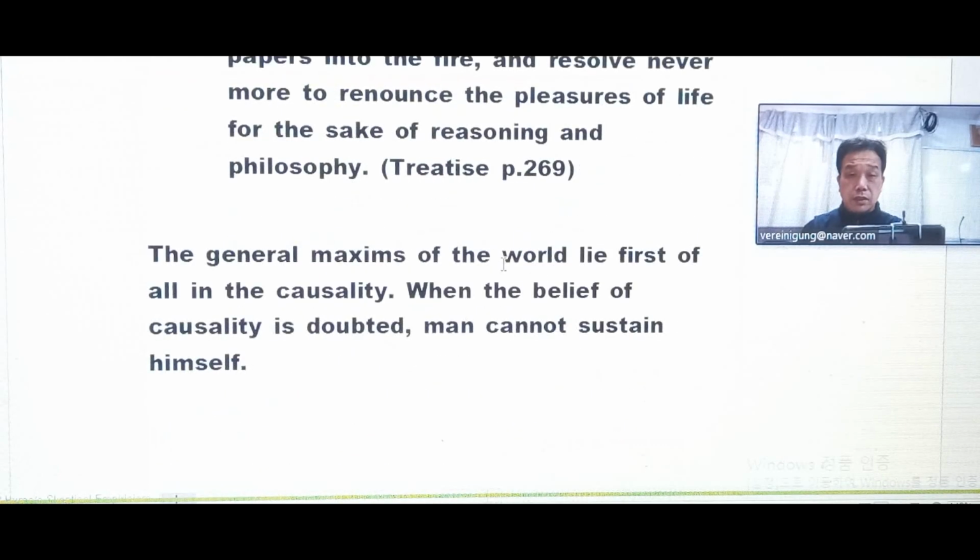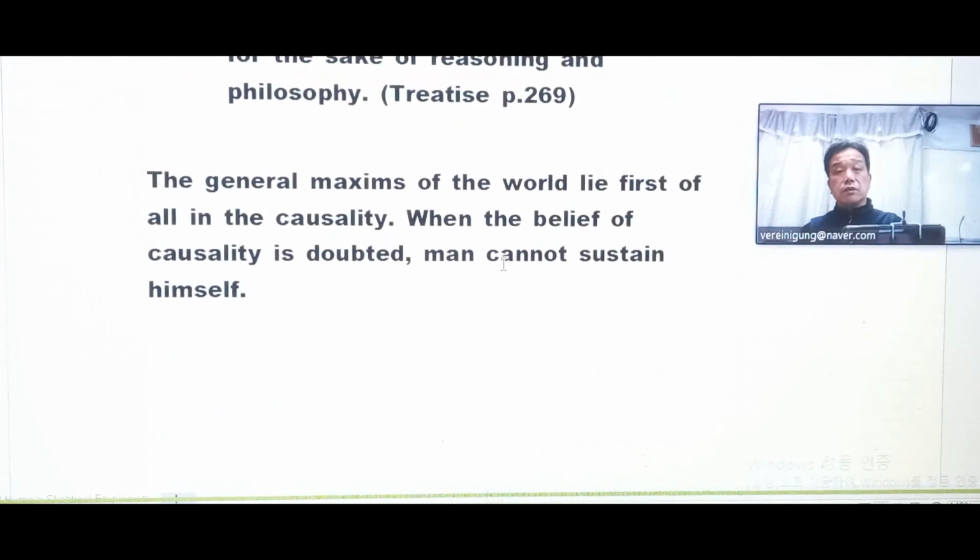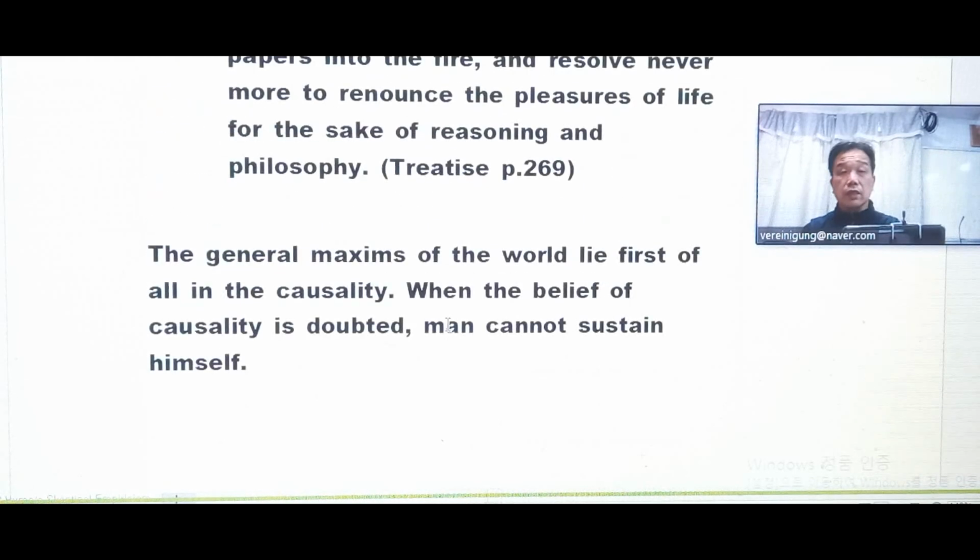Treatise 269. The general maxims of the world lie first of all in causality. When the belief in causality is doubted, man cannot sustain himself. This is the end of the lecture.